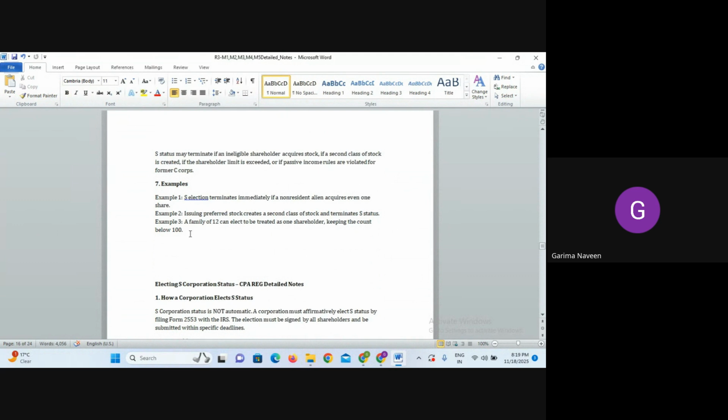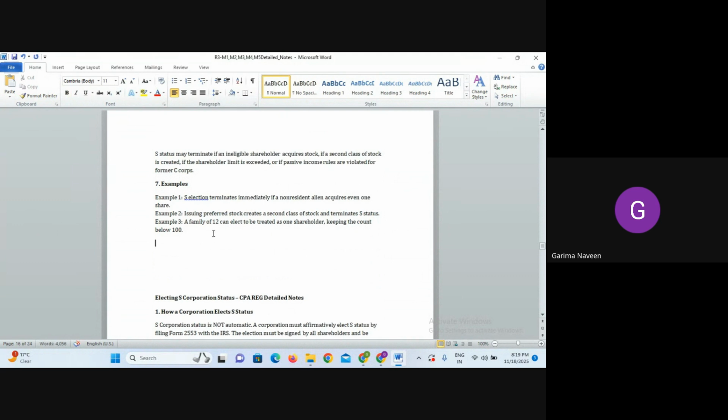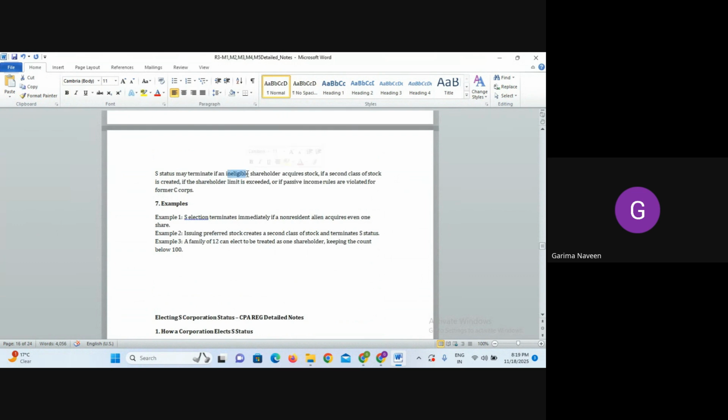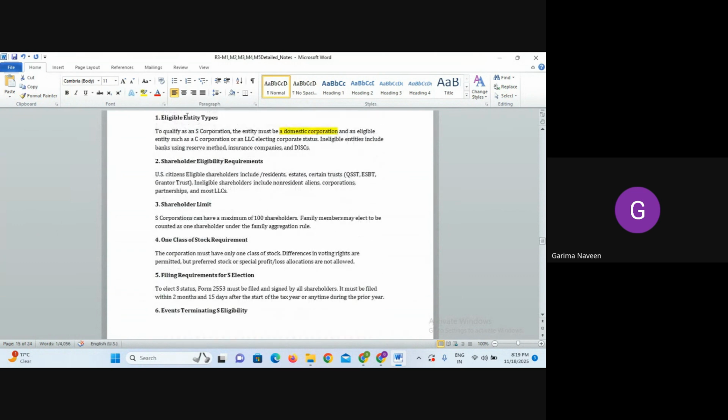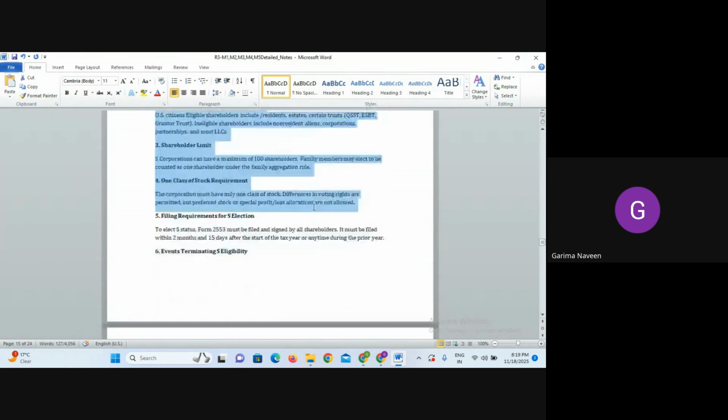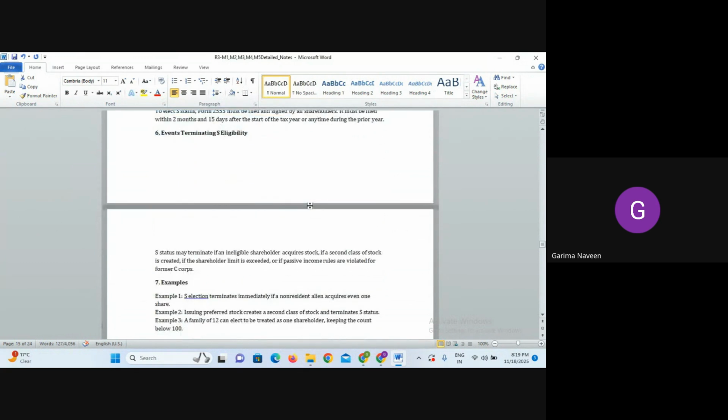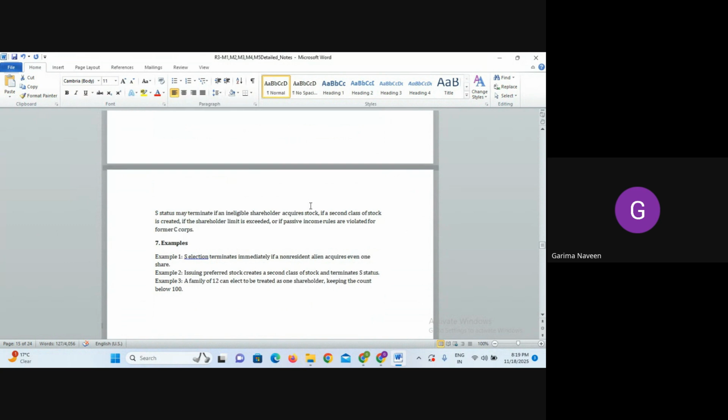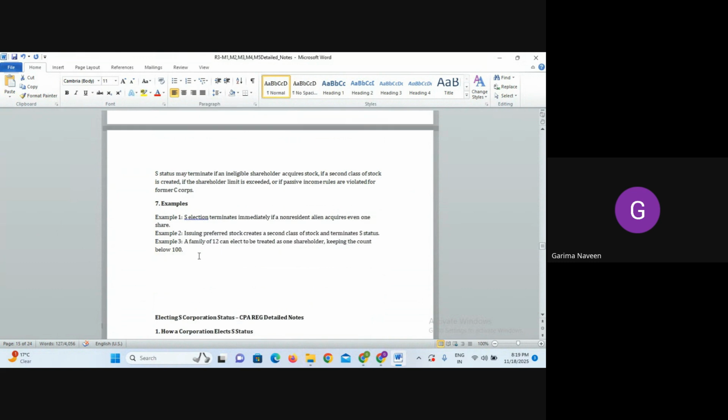One more thing, if the S corporation status is terminated due to ineligibility, ineligibility means these conditions you have failed to meet, in that case your status will be terminated immediately. Okay. If you are conducting an election, that means it will depend upon the date of election. Like if you have conducted it by March 15, then for that year your status will be terminated. But if you have conducted it after March 15, then from the next year.